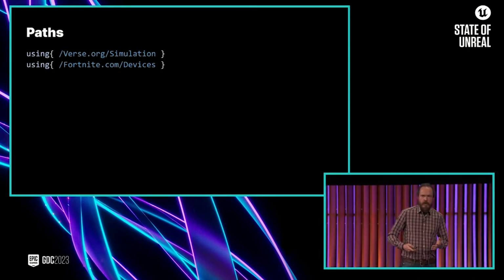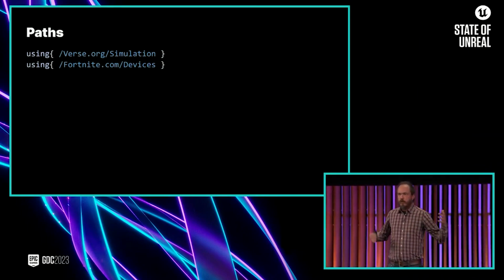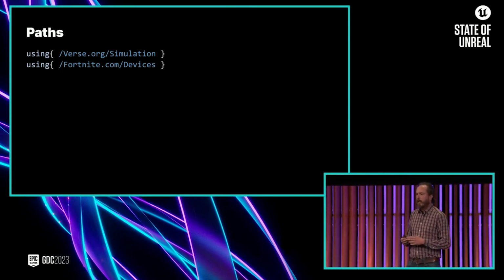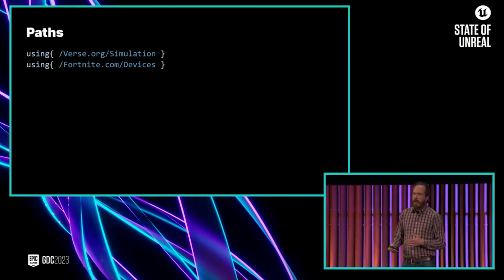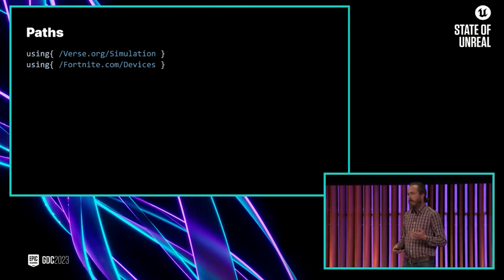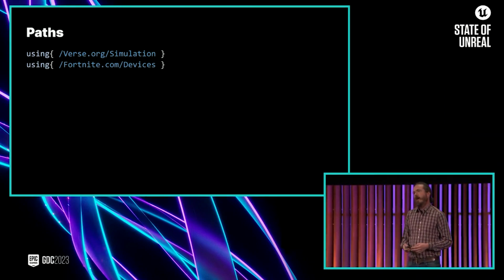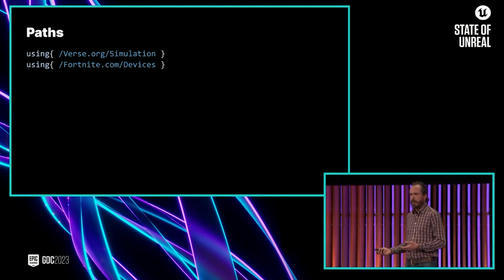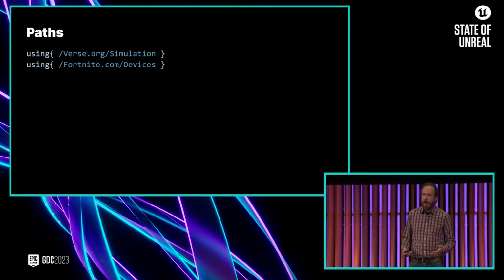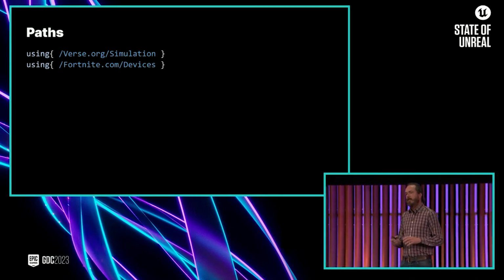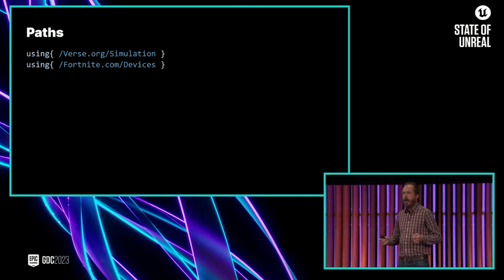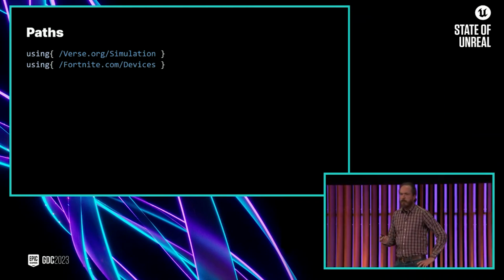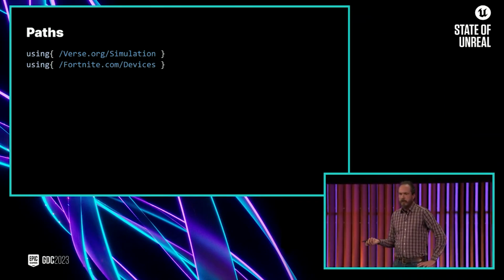Because of our aspiration to have Verse be the language of a unified metaverse with everybody's code all in one namespace, Verse supports a global unified namespace with paths. The top level of a path is a domain. So here are examples of using paths in Verse today. This is basically the Verse include statement. We're pulling in the verse.org simulation module into our scope, and then we're pulling in the fortnite.com devices module into our scope. And these paths are not strings, they're syntactically recognized within the language. And you'll see more and more of paths in the language as we develop it out.